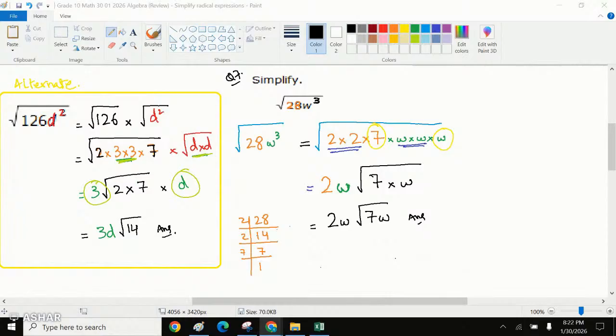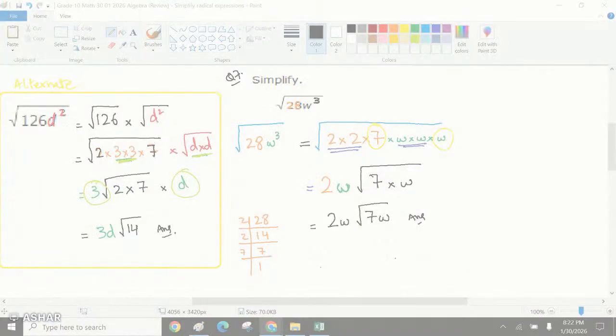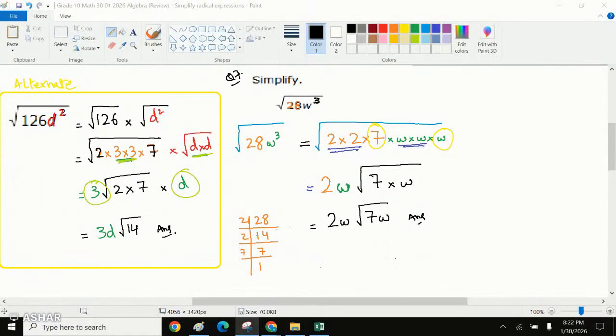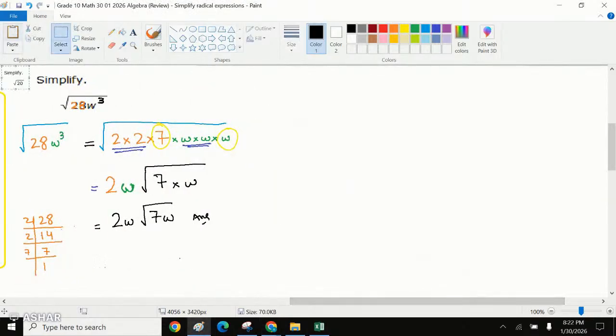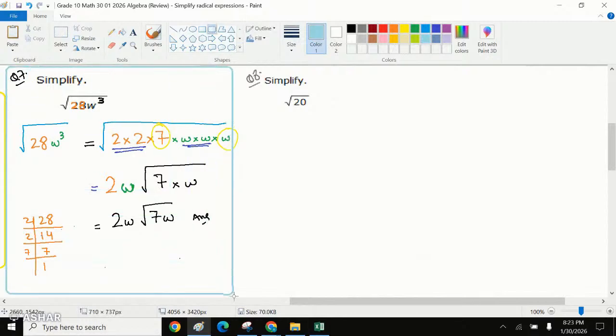Okay, good. They are saying if we have the question root 20, under root 20, and we need to simplify under root 20. Question number 8. So under root 20 is exactly like, we need to do this question exactly as we did for 28, right?